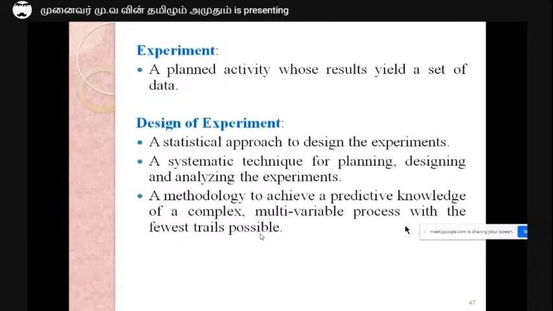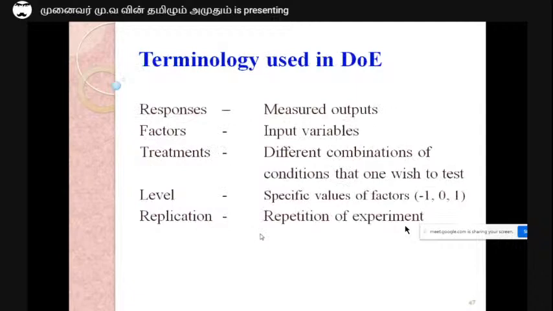It is a systematic technique for planning, designing, and analyzing. A methodology to achieve predictive knowledge of a complex, multivariable process with the fewest trials possible is nothing but design of experiments. And the terminology related to DOE: response, the measured output, is said to be the response. Factor, the input variable, is nothing but factor. As I have already given, the output has various names: response, dependent parameter, dependent variable. And considering input: factor, independent variable.